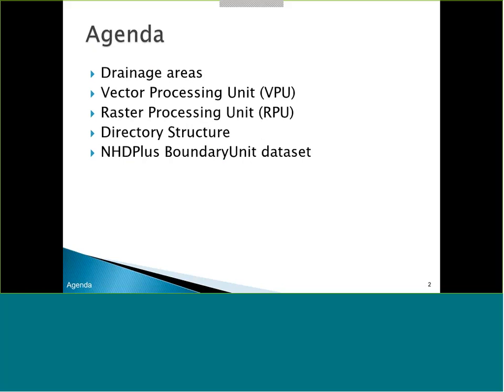In addition, the NHD Plus directory structure will be discussed. The directories are organized by these various unit types, and file naming conventions of the data download packages and directory structure will also be covered. Lastly, the NHD Plus boundary unit shapefile will be introduced as a way to explore the geographic distribution of these units.